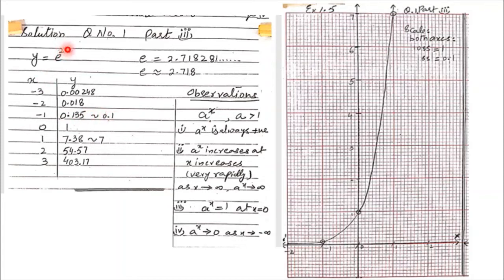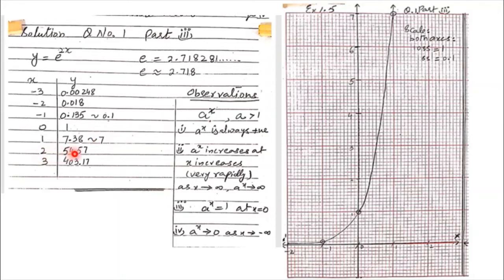At x equals to 0, e raised to power 0 is equal to 1. And this is a common value for all the exponential functions. Whenever you have an exponential function, its value will be 1 at x equals to 0. Then I put x equals to 1, so I get e raised to power 2, and the answer is 7.38. I have approximated it as 7.